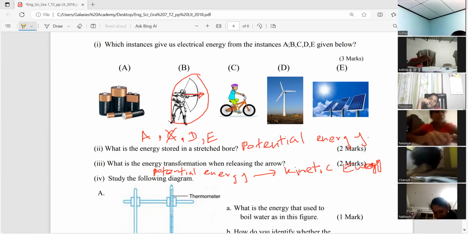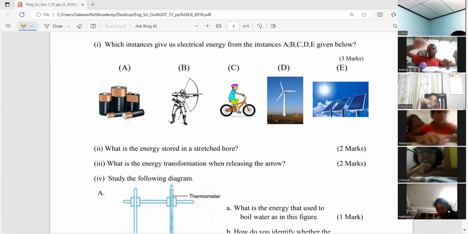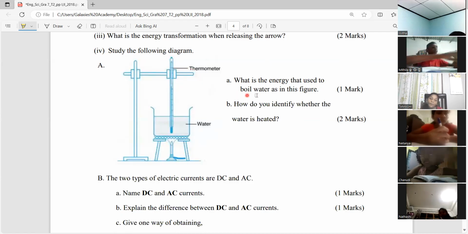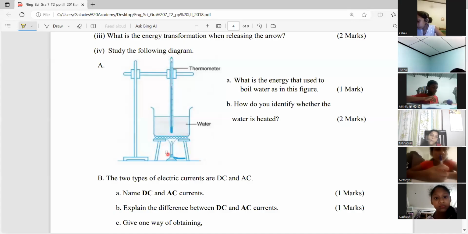Right. Now look at the fourth part. Study the following diagram. You can see the diagram here. Part A. What is the energy used to boil water as in the figure? Thermal energy. Thermal or heat energy, no? If you want, you can write heat energy or thermal energy. Both are correct.